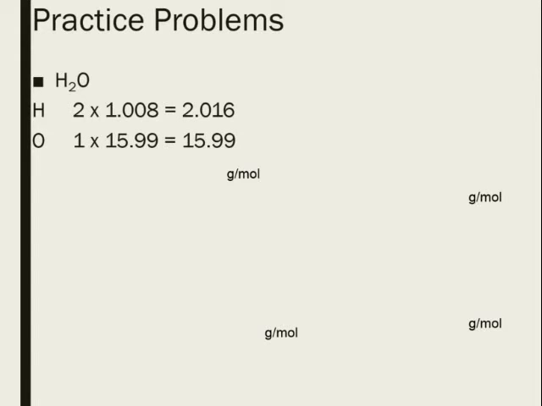There's 1 oxygen at 15.99. I'm going to add those together. I'll get 18.006. Now again, the periodic table that you have for this class might show fewer significant figures. That's no big deal. You just use those values specifically. All right, I'll try one more, and then I'll have you guys try the next 2.